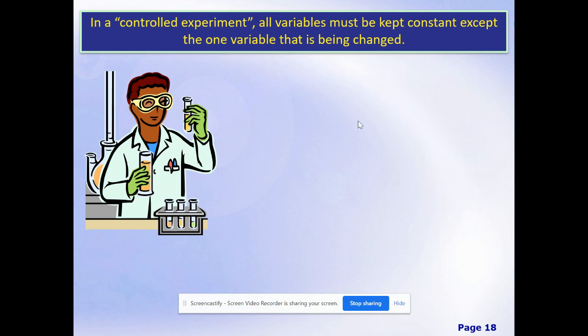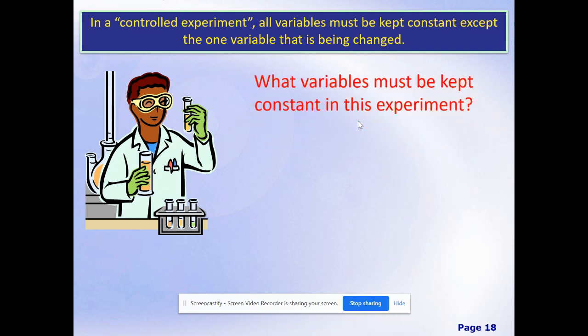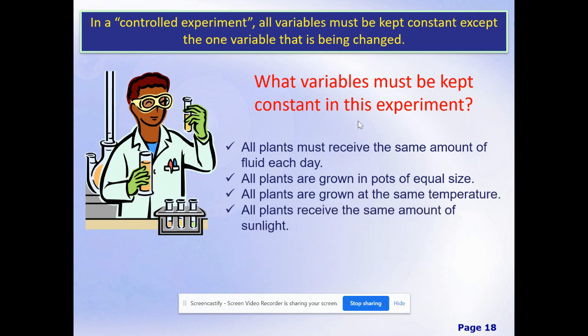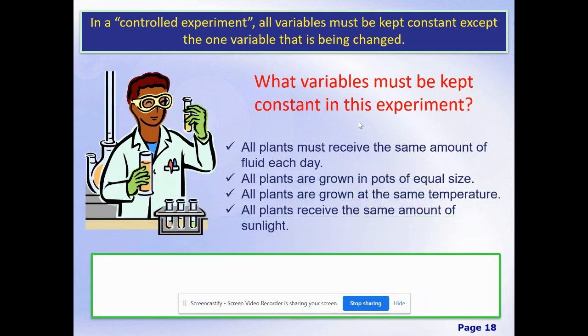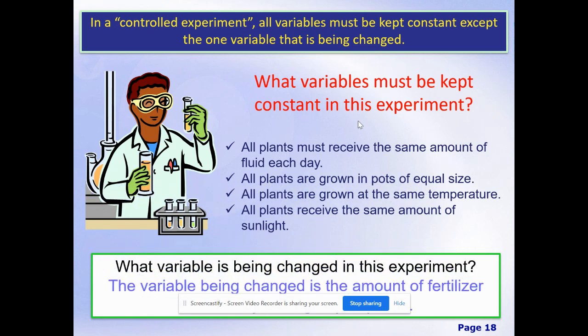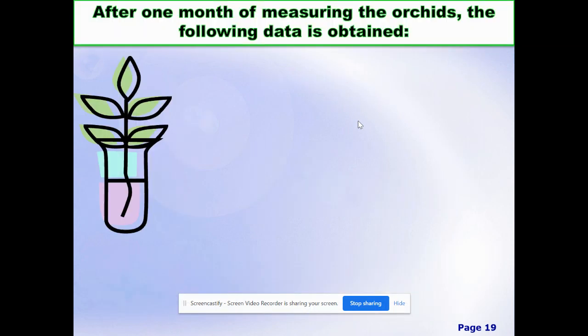What variables must be kept constant in the experiment? Okay. All plants must receive the same amount of fluid each day. All plants are grown in pots of equal size. All plants are grown at the same temperature. All plants receive the same amount of sunlight. Okay. So, what is being changed? The variable being changed is the amount of fertilizer received by each group of plants.